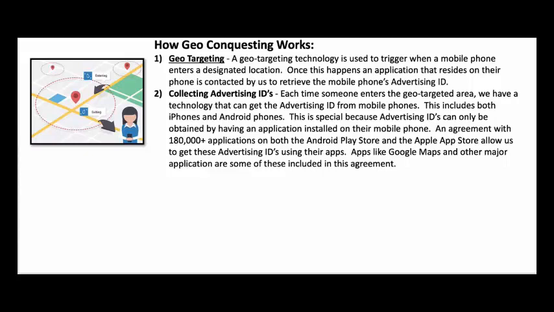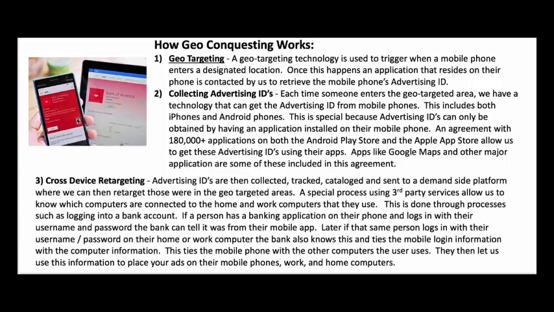Unlike some things, sometimes with geofencing or with beacons as some people know it, they have to have their Bluetooth on, or they have to actually have an app already on their phone. In this case, we don't need a specific app. We can use the apps they already have to capture the advertising ID. Here's why that is so important. It's in the next step, and that is cross-device retargeting.